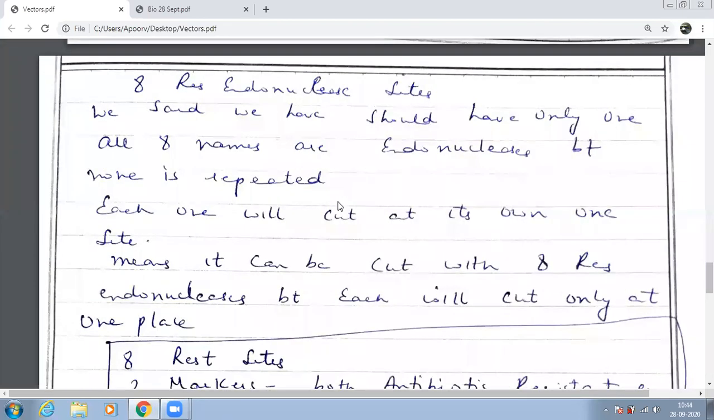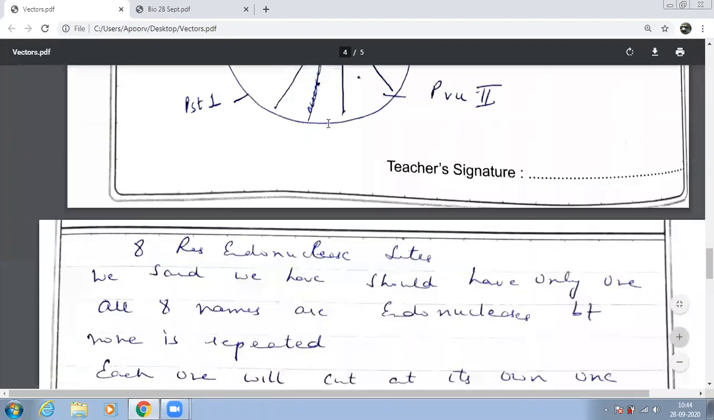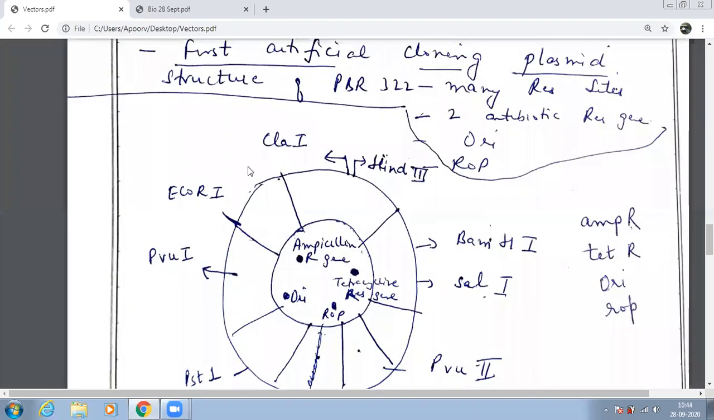Let's discuss this structure. Again, a reminder, we are discussing the structure of cloning vector PBR322. It has 8 restriction endonuclease sites. Beta, this comes as a 1 marker question, so be very careful. How many restriction endonuclease sites? 8. Okay, let us name them. Clav1, keep counting. 1, 2, 3, 4, 5, 6, 7, 8. Got all the 8 sites? Could you count with me? This is 1, 2, 3, BAM is 3, 4, 5, 6, 7, 8.